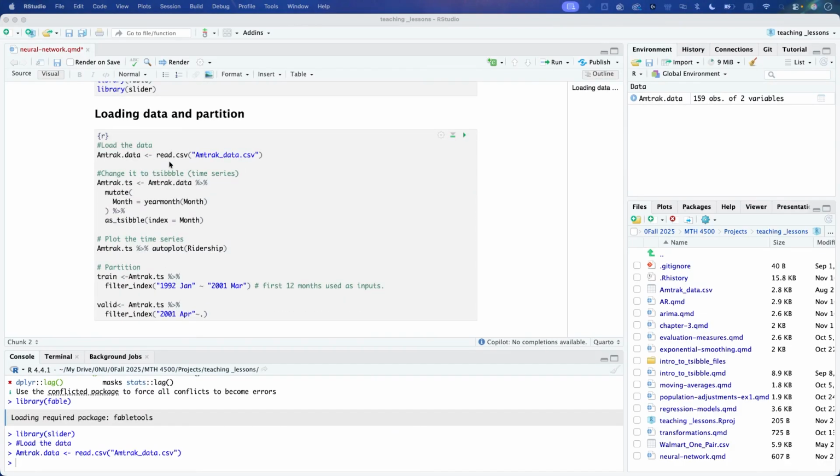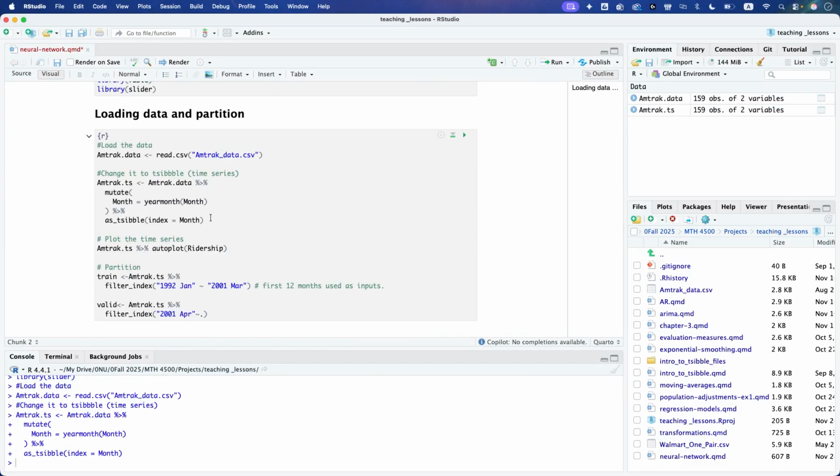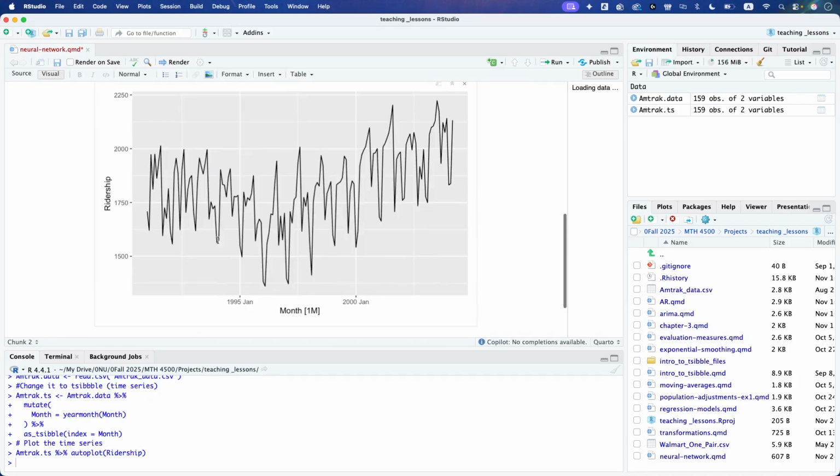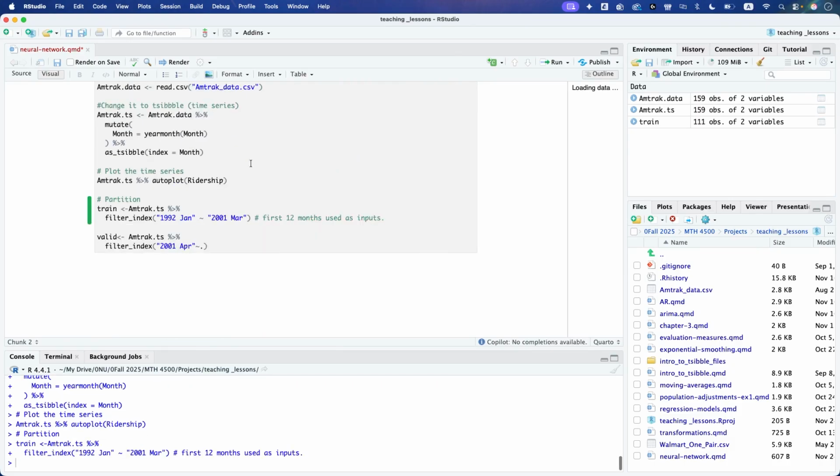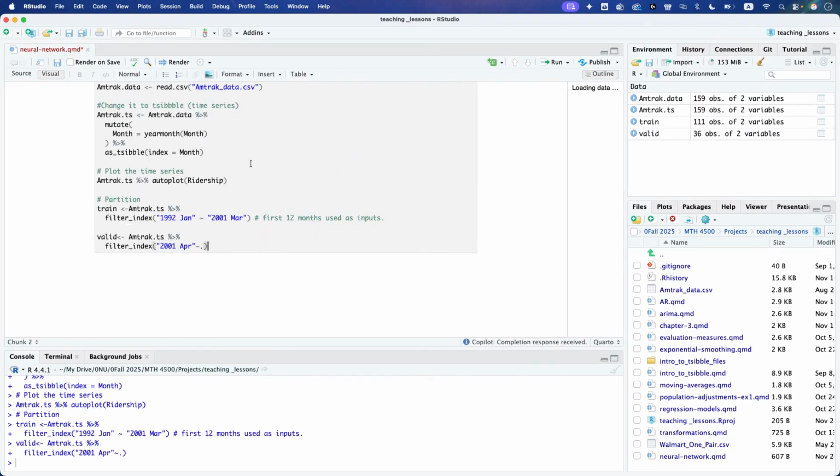So we loaded the data and we changed it to a tsibble. After that, we plot it. We know the time series of the ridership. After that, we are going to partition this into a training and validation set. Note that I left the first 12 months. I did not use them because I'm going to use them as inputs. I'm going to explain this in a second.